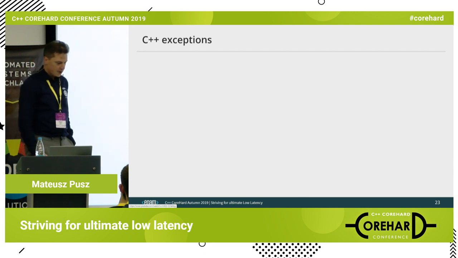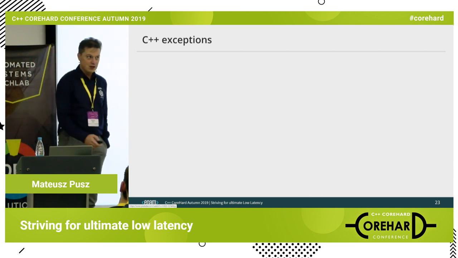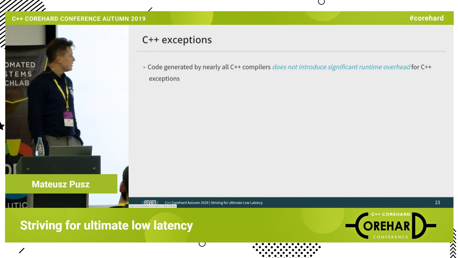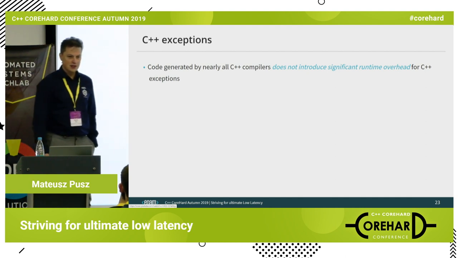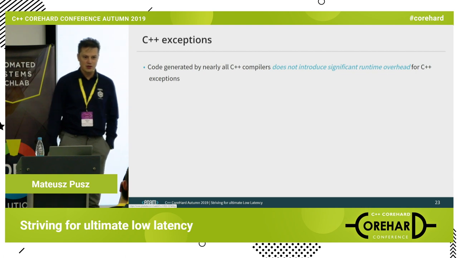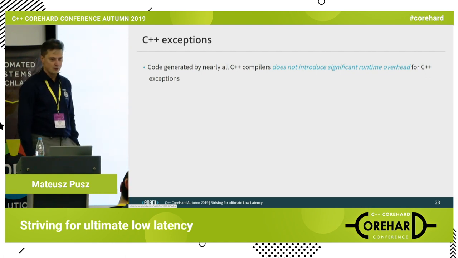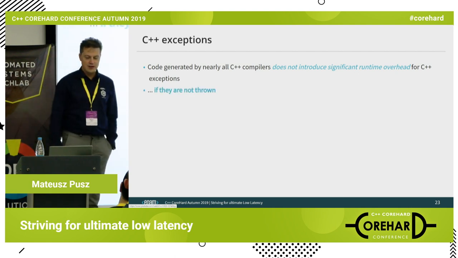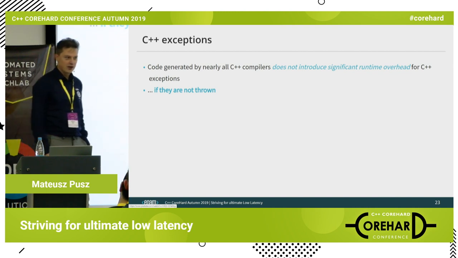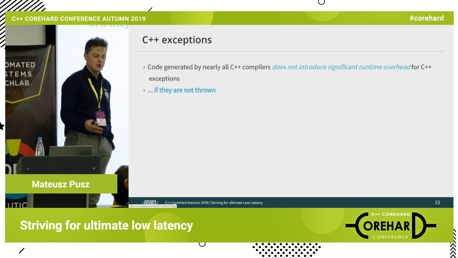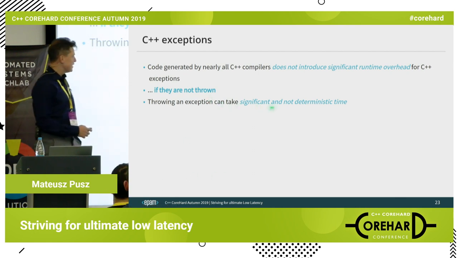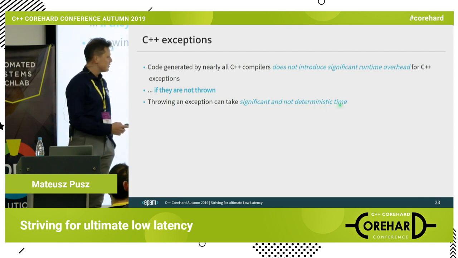Exceptions. Many people try to measure exceptions, and the result is nearly always the same. Exceptions do not introduce any measurable significant runtime overhead for most configurations. The noticeable exception is Windows 32, as it uses an older version, but we probably don't care about this target much anymore. However, this is true only if exceptions are not thrown. So you should use exceptions only for exceptional situations, not for error handling or validation, like validation of the user input. Because throwing an exception can take significant and non-deterministic time, which actually is a big problem for this domain.